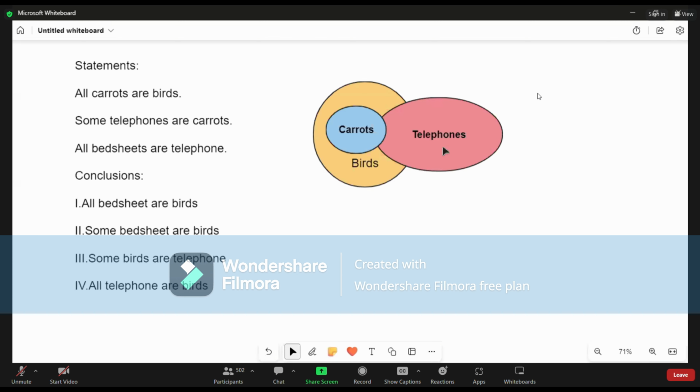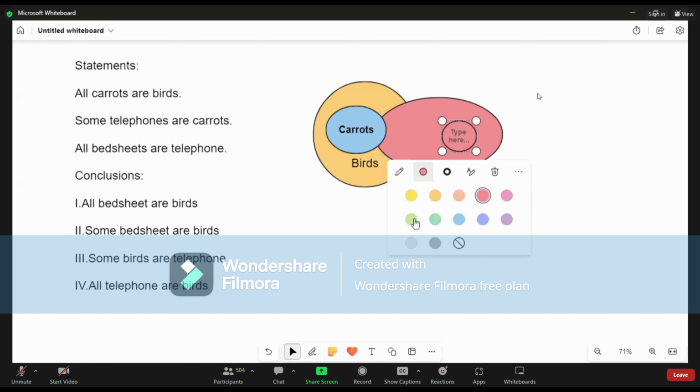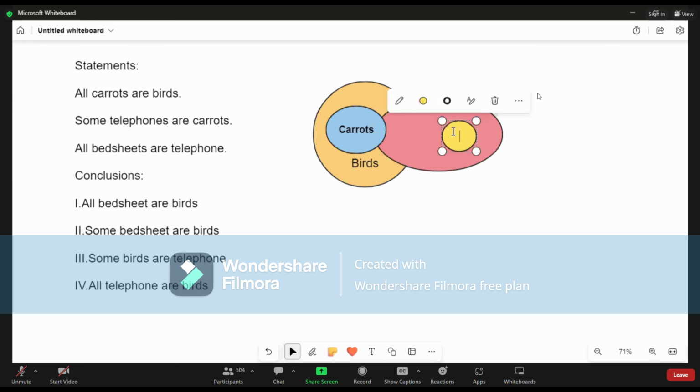And it says there is one more inside. So this is bed sheets. Okay, so this is telephones. So the primary diagram is clear to everyone. Any doubts?